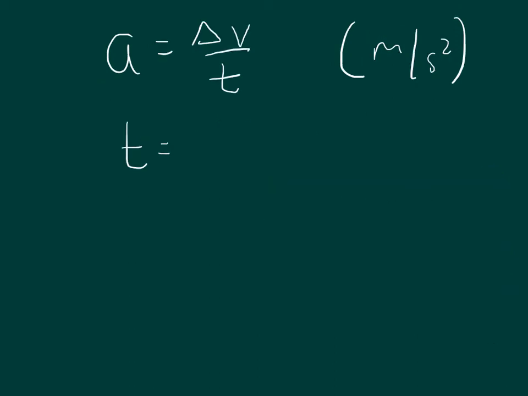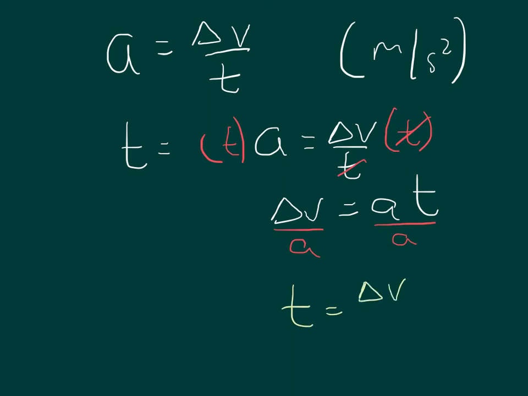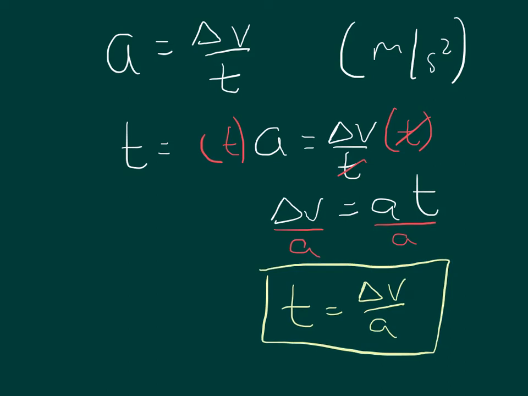So let's say you want to get this rearranged for time. So again, take a second to do it, and then check your work with what I do here. We're going to multiply both sides by t. We're going to get those t's to cancel out. Then we're left with delta v is equal to at, which we just saw on the other side. And we're going to divide both sides by a. And you're going to be left with time is equal to change in velocity over acceleration. And the units for this would be seconds.